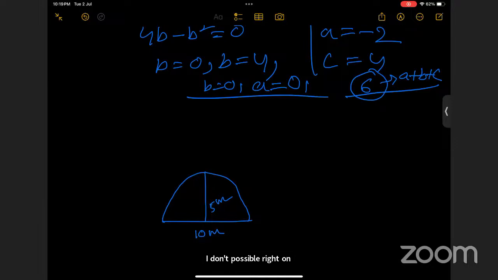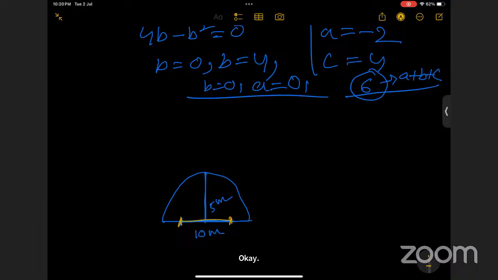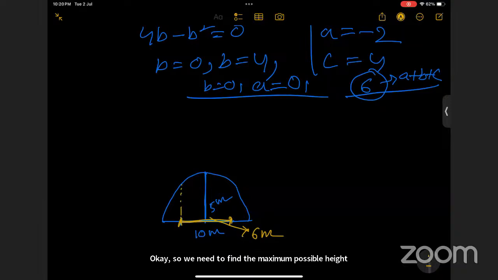So we have the highest height as 5 meter. The width is 6 meter, this is for the truck. Let me use a different color. For the truck, the width is 6 meter. So we need to find the maximum possible height. You can draw a line something like that. The width is 6 meter, then this height will be the maximum possible height, right?